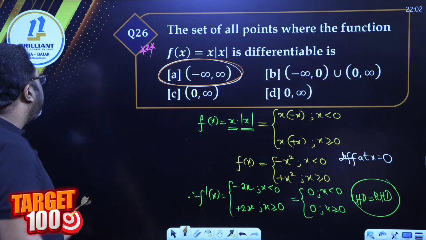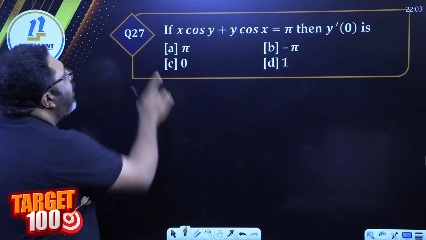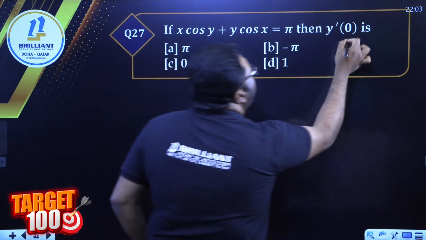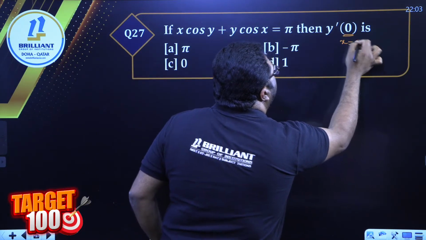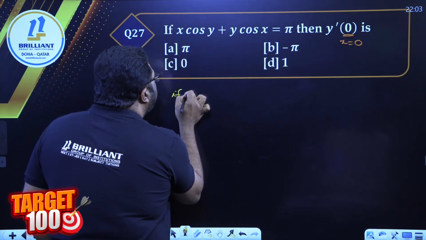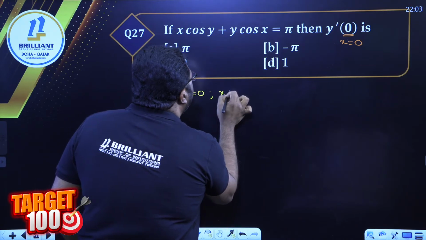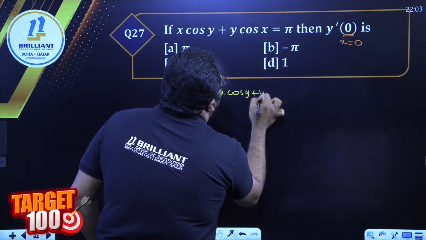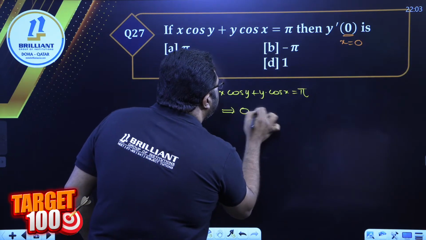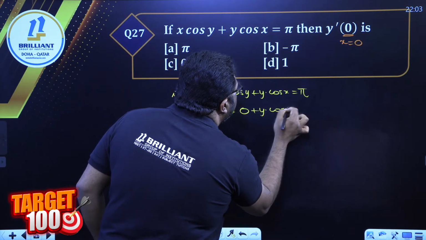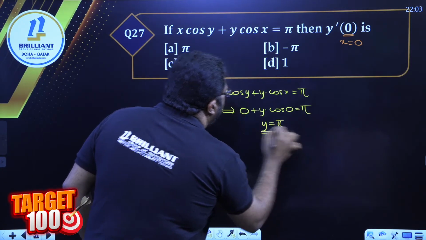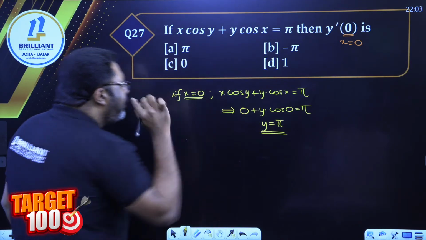Okay, I think we have time to do one more question. This one, I have x cos y plus y cos x is equal to pi, and they've given me that the value of x is equal to 0. If x equal to 0, x cos y plus y cos x equal to pi implies 0 plus y cos 0 equal to pi. So y is equal to pi. If x is 0, y is pi.